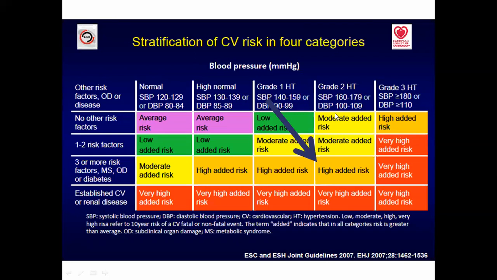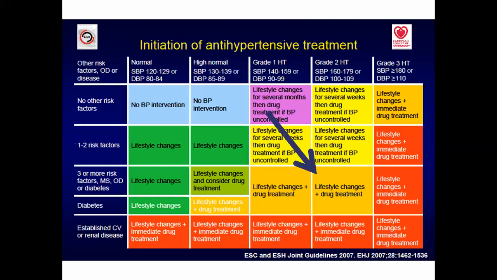So if the patient has systolic pressure above 160 and diastolic above 100 and has 3 or more risk factors, you can put him straight away in this category, which is high added risk. When you put the patient in this square, you are risk stratifying him, and accordingly you can deal by managing him in the proper way, which is lifestyle changes and drug treatment. You cannot give him lifestyle changes alone. You have to bring the blood pressure down because you are protecting him from a disaster, cardiovascular disaster.